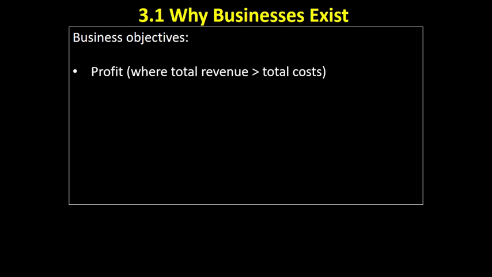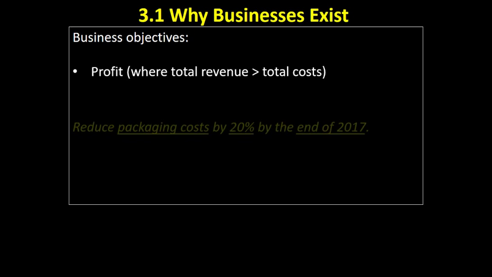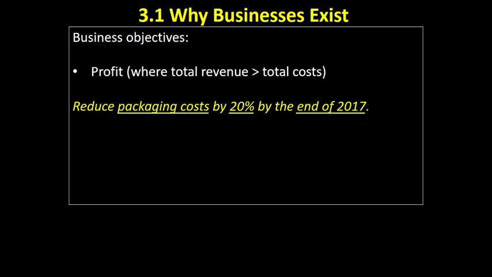So we set ourselves the corporate aim of making a profit. Well, let's have a look at how the operations department may contribute towards that. Okay, so we want to make a profit. How are operations going to support? Well, operations may support the achievement of this aim by reducing packaging costs by 20% by the end of 2017.